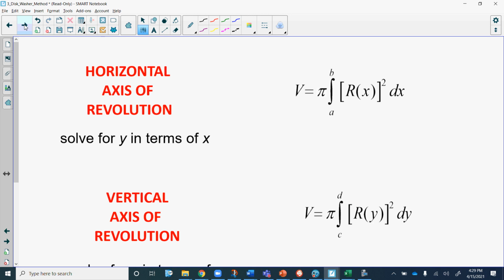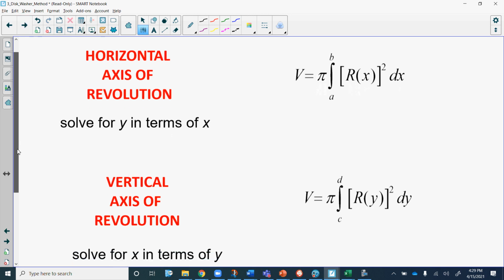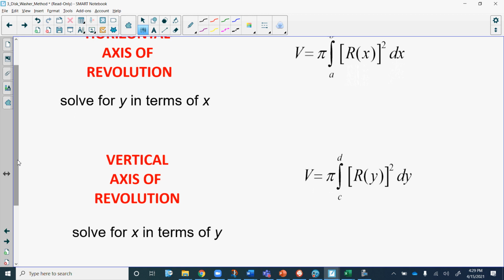Here, it's telling you the horizontal axis of revolution. Solve for y in terms of x if you're doing a horizontal axis of revolution. Basically get x by itself, kind of like what I just did a moment ago in that first example. And if you're rotating vertically, you solve for x in terms of y. No, I did that backwards, I think. But depending on which axis we rotate around, we have to solve some expression in terms of either x or y, depending on which way we go.